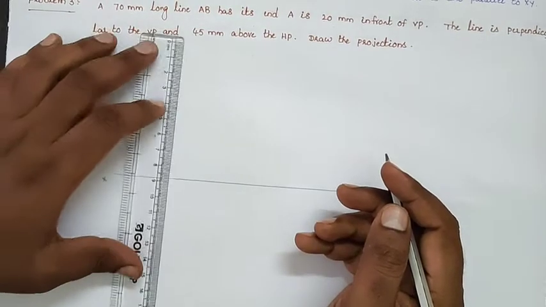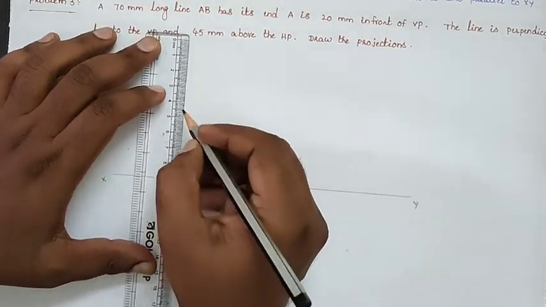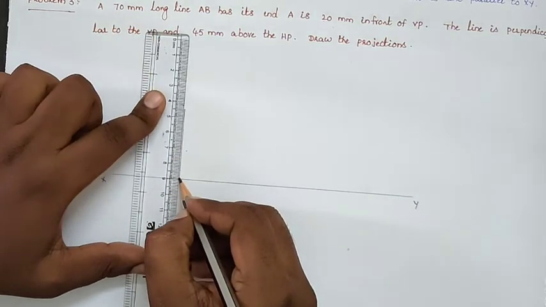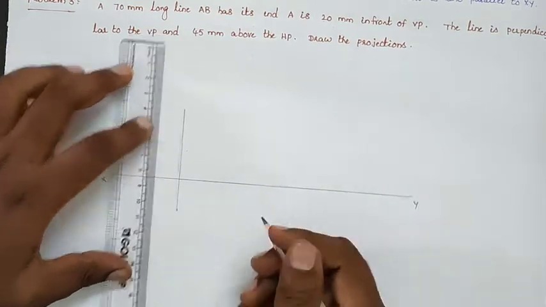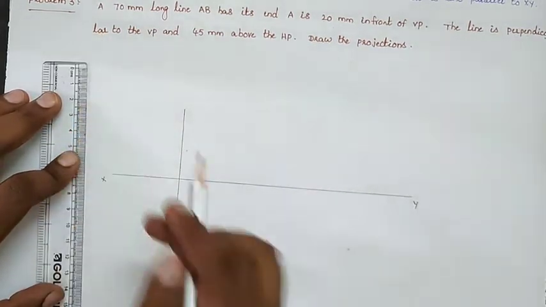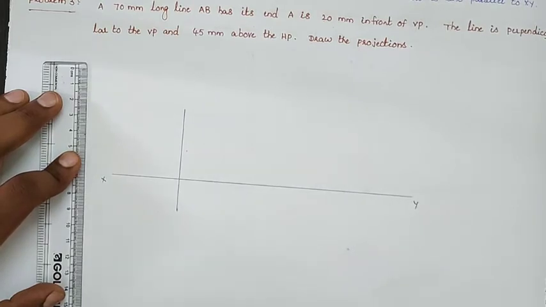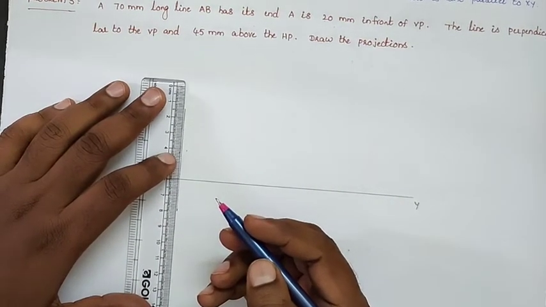Take 45 mm above, and 20 mm in front. So where will we get the true length? Below the reference line. The top view is a line perpendicular to the reference line. So draw the top view with a length of 70.